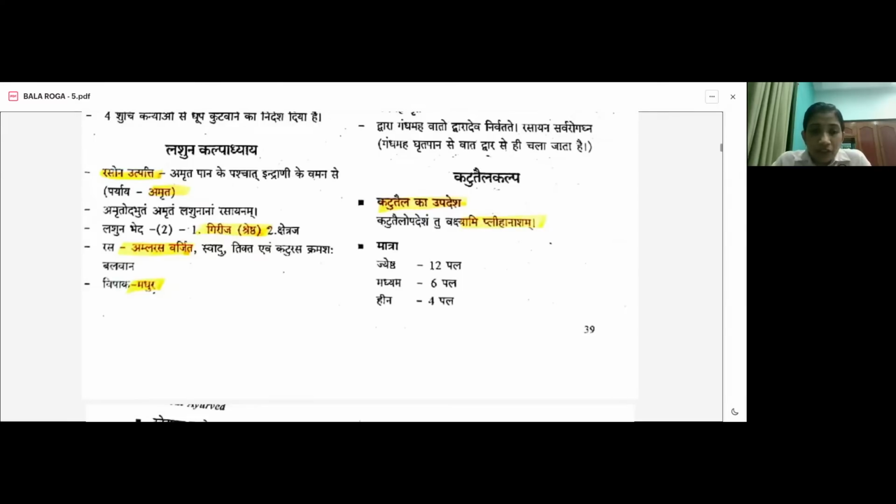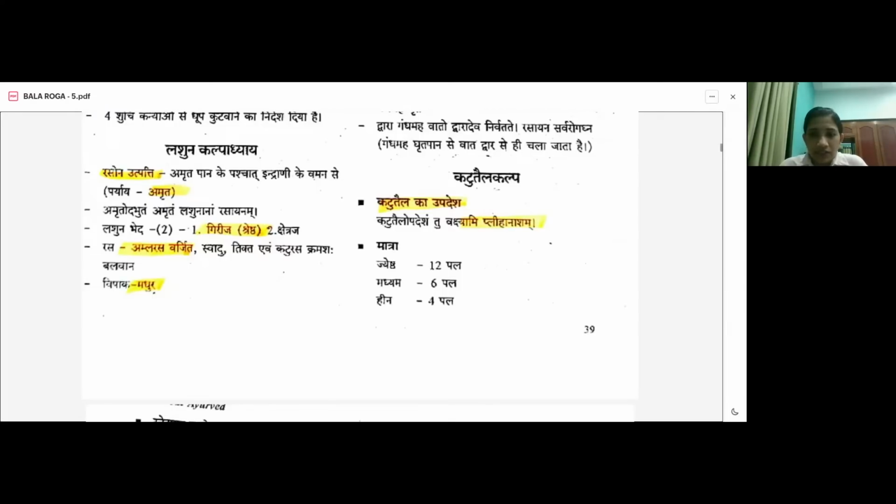And coming to the Rasadi Panchaka, the Leshuna is Amla Rasa varjita, and Swadu, Tikta, Evam Katu Rasa, Kramashaha Balava. So in Resona, the Amla Rasa is absent. Okay, this is very important. Resona, Amla Rasa is absent. And its Vipaka is Madhura. Okay, Vipaka of the Resona is Madhura and it is devoid of Amla Rasa.